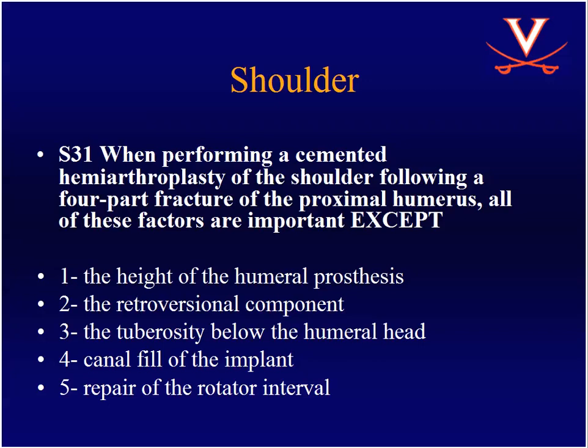31. Performing a cemented hemiarthroplasty of the shoulder, four-part fracture, what do you do? All of these are important. Height of the humeral prosthesis, yes. Retroversion, yes. Behind the biceps, 30 degrees external rotated. Tuberosity below the humeral head, yes. We want it 3 or 5 millimeters below. Canal fill, sure. That's always important with the prosthesis. Repair of the rotator interval, I don't think so. Okay, good. So let's move on.